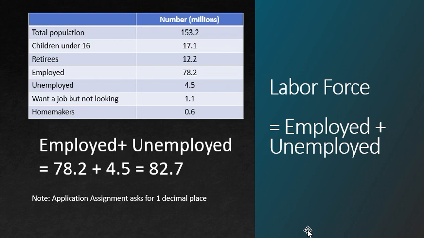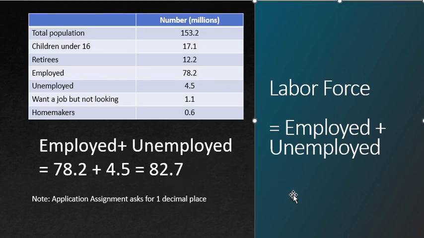And we see the fourth one down here, we have employed at 78.2, and we have unemployed at 4.5. Now, we have this group here that says they want a job but are not looking for a job. Now, remember, those are not considered unemployed because they're not looking for a job, so they would not be included. So our labor force is just going to be the employed, the 78.2, plus the unemployed, which is 4.5. So the labor force is going to be 82.7. And again, you're going to have to put in one decimal place.